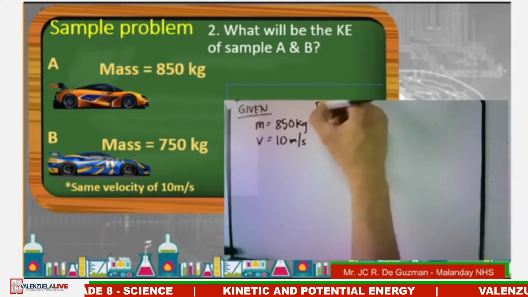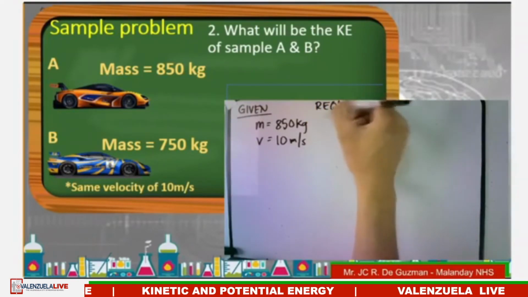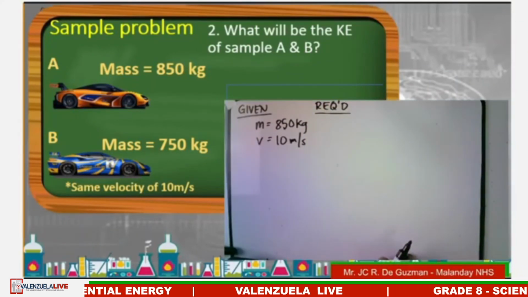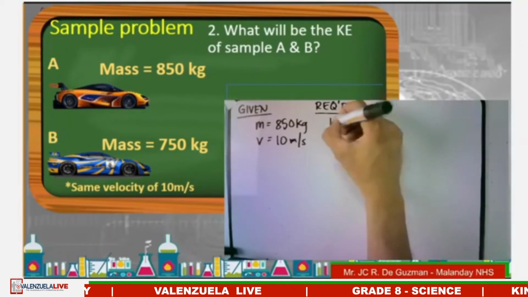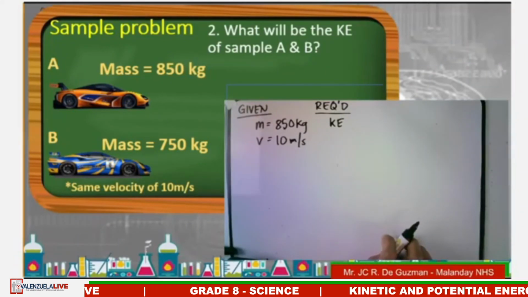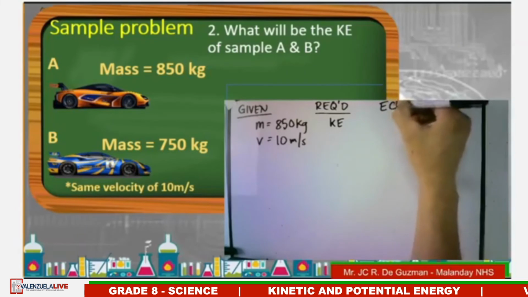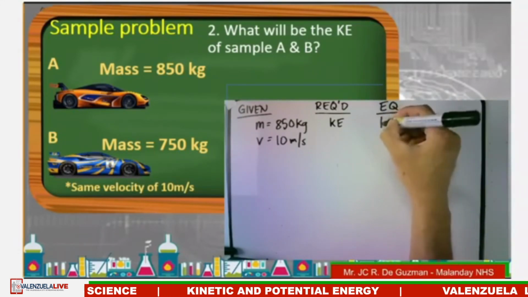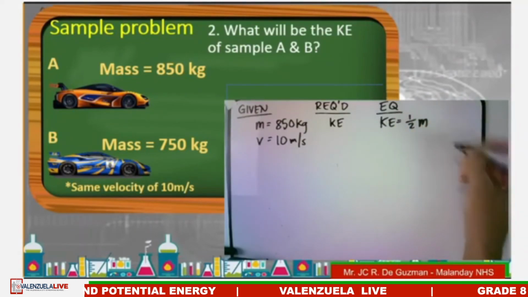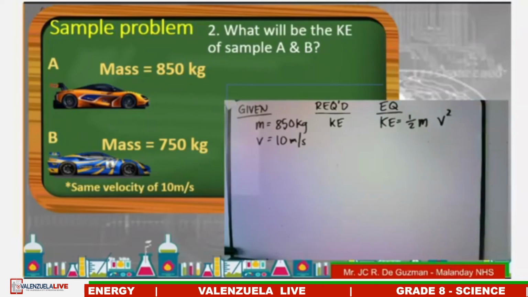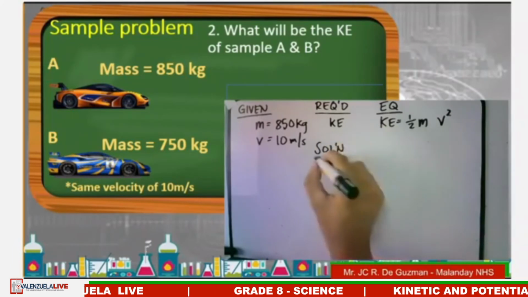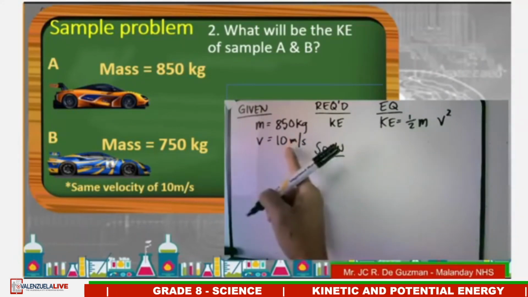Now, for the required, what do we need to find? We are asked to find the kinetic energy. We are looking for the kinetic energy of an object. Then the next one, we have the equation. For the equation, kinetic energy is equal to half of the mass and squared the velocity. Let us now proceed to the solution. For the solution, we just need to substitute the given values into our equation.